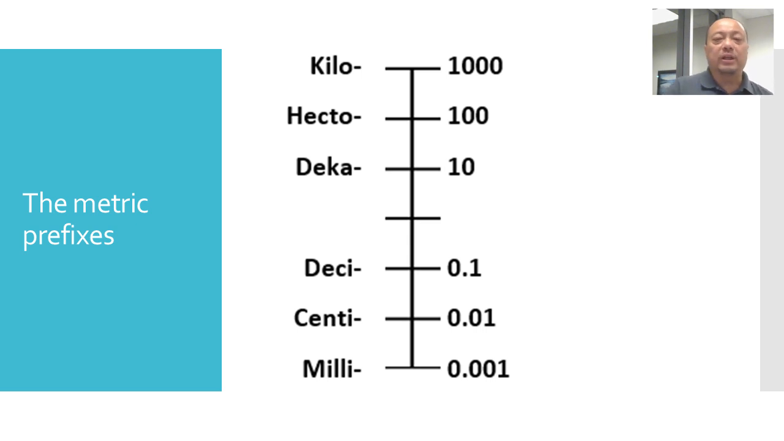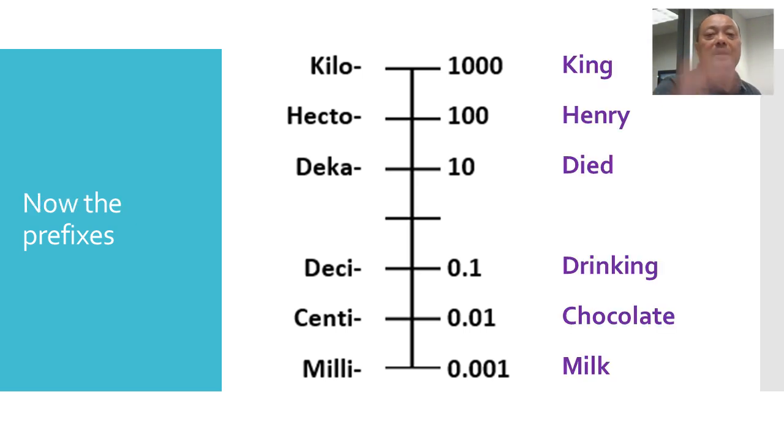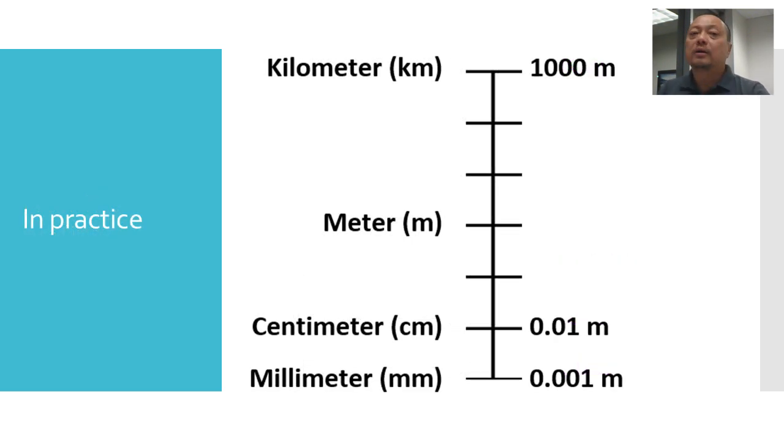People who live in metric countries have all these prefixes down. For the rest of us, there's a mnemonic: King Henry died drinking chocolate milk. Guess what? In the US, we don't even use all of these prefixes. We only use a few of them. For length, we only use these.